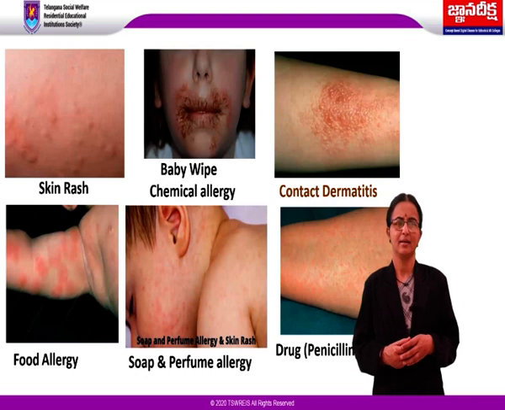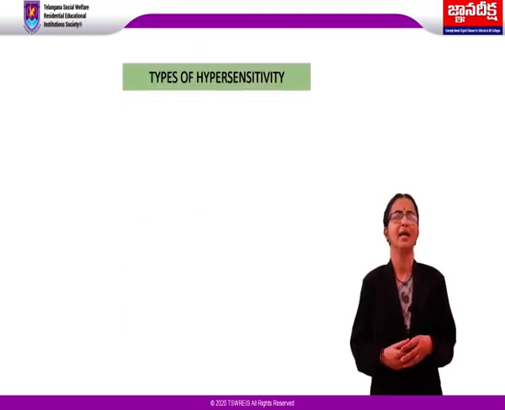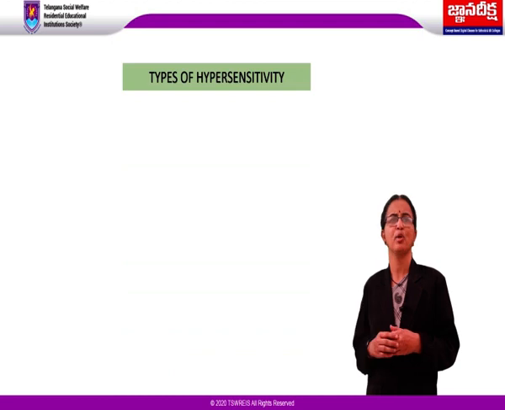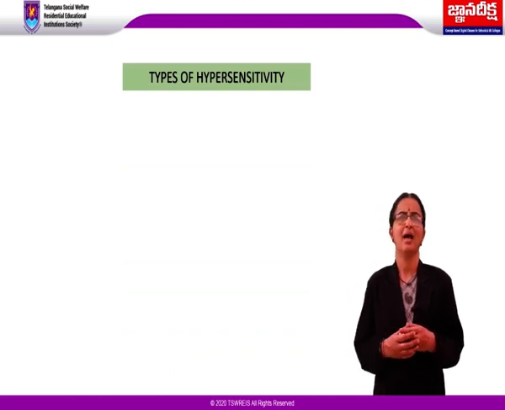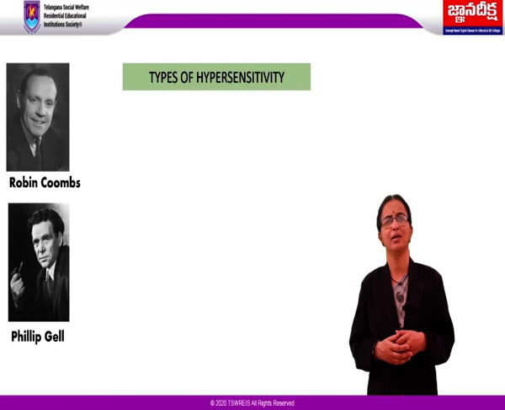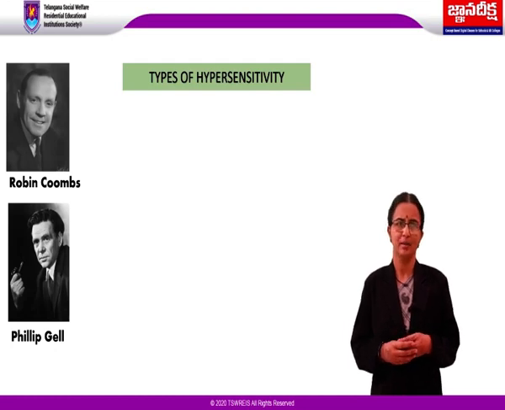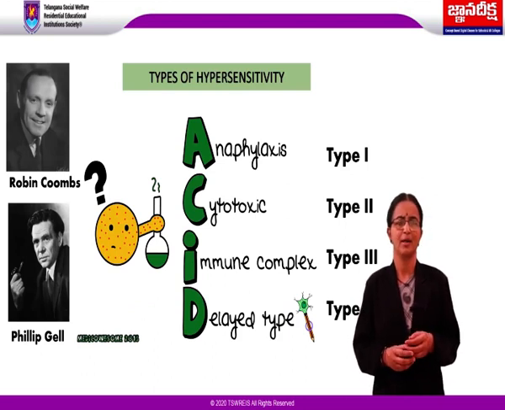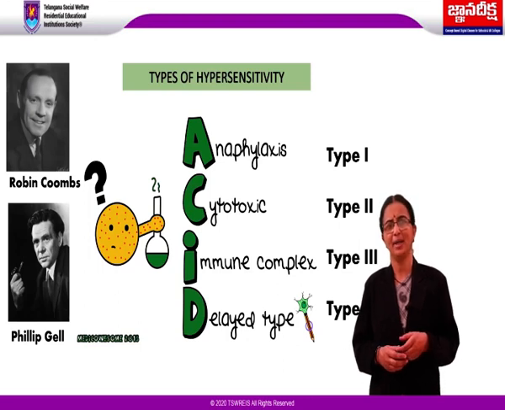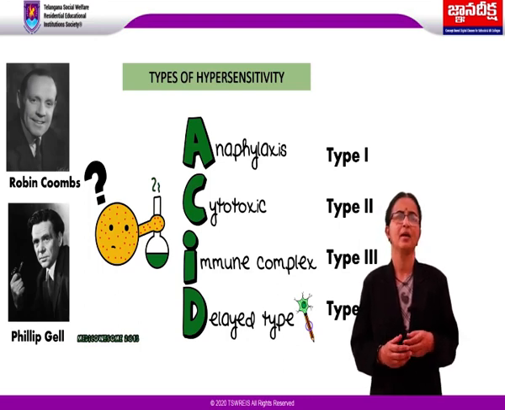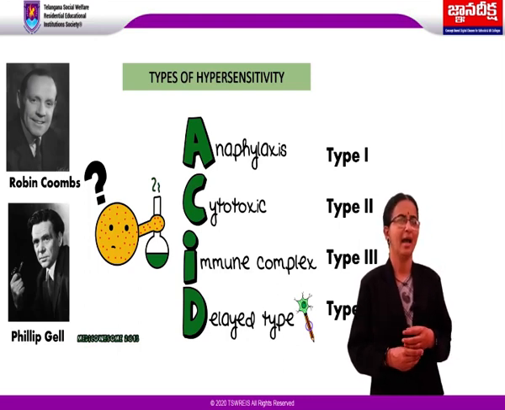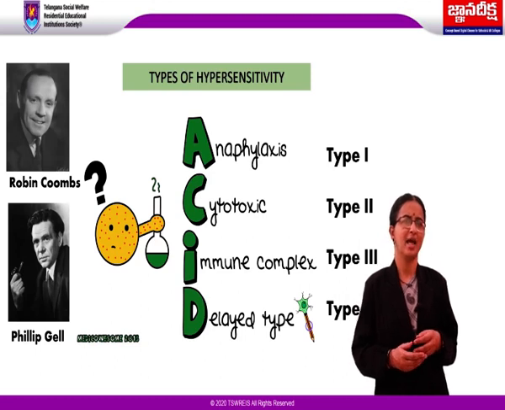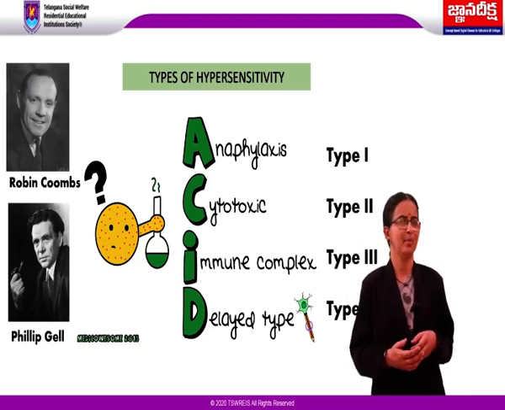Now, let us see the types of hypersensitivity. In 1963, British immunologists Coombs and Gell classified hypersensitivity into 4 types. Type 1 is immediate type of hypersensitivity called anaphylaxis. Type 2 is cytotoxic or antibody-dependent hypersensitivity. Type 3 is immune complex mediated hypersensitivity and type 4 is delayed type or cell mediated hypersensitivity.